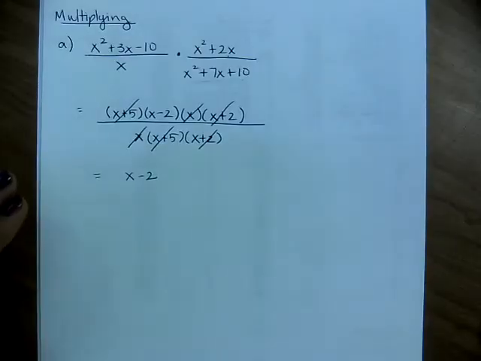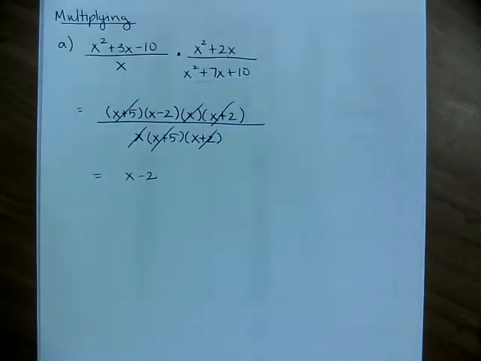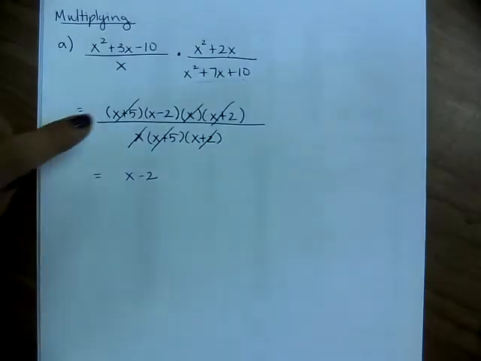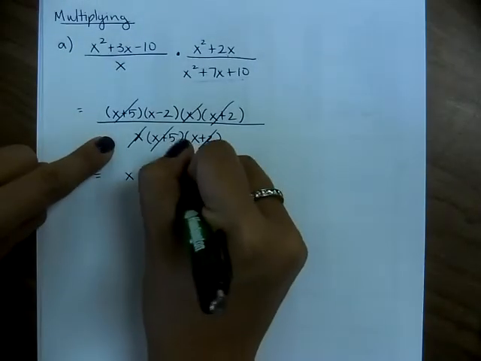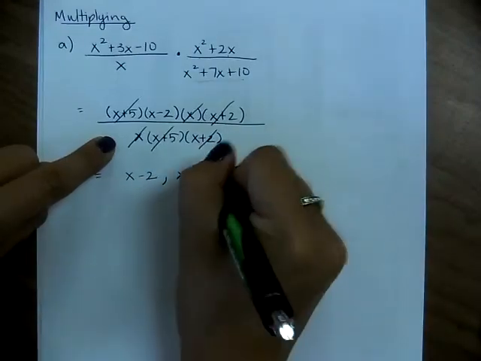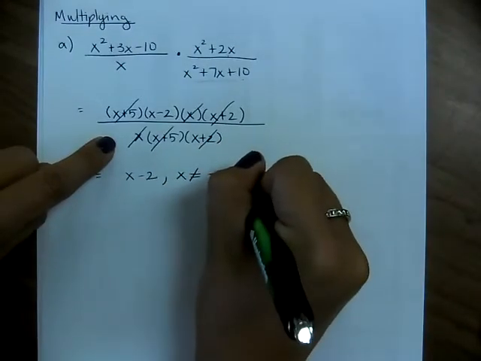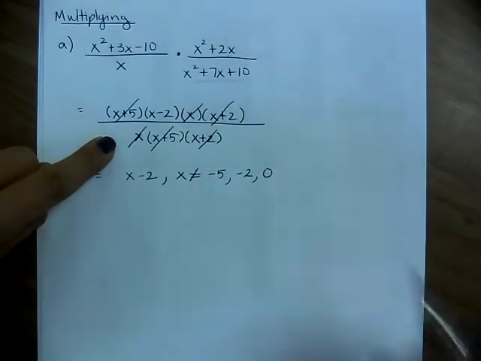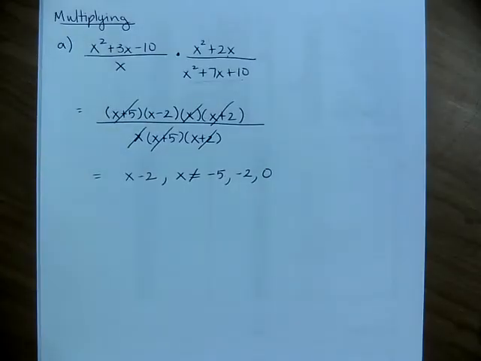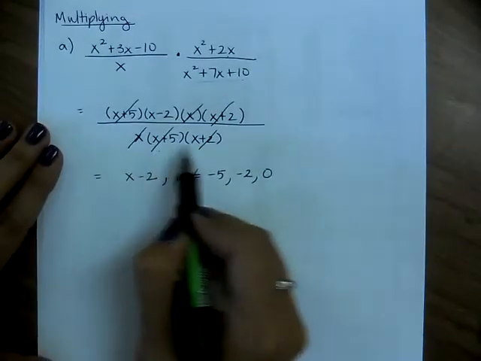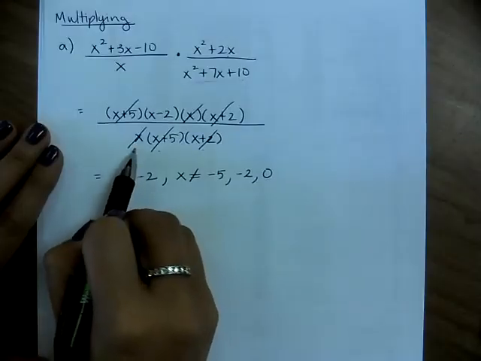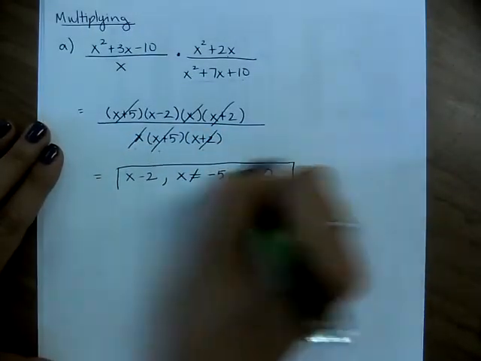Now, if you just look at this right now, it looks like there's no restriction at all, right? It's a polynomial. X is allowed to be anything. However, if you go back, what was x not allowed to be? Negative 5, negative 2, 0. Notice how I listed those from least to greatest. Couldn't be negative 5, couldn't be negative 2, couldn't be 0. That's your final answer.